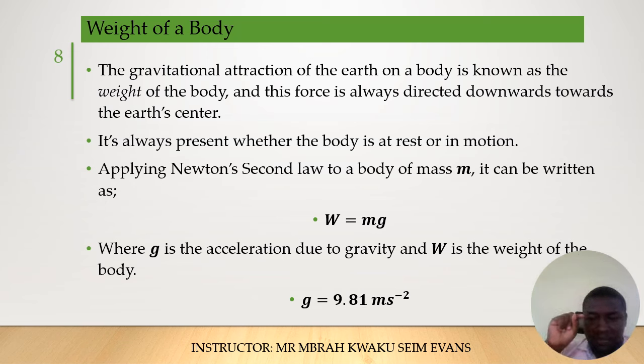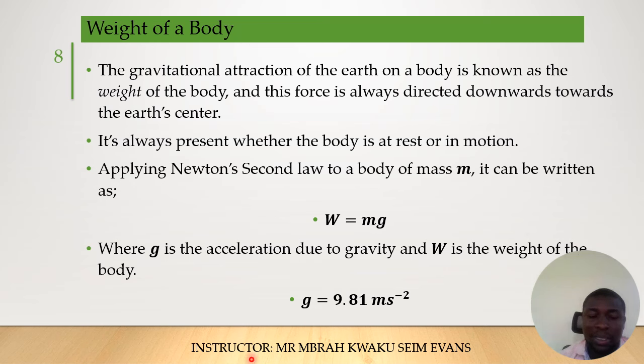Now from Newton's second law, weight is equal to mass times gravity. We find out that force is equal to mass times acceleration of the body. But weight is equal to mass times the gravitational pull, or the gravitational force. So weight is equal to mass times g, where g is the gravitational force, and technically, it is 9.81 meter per second square.